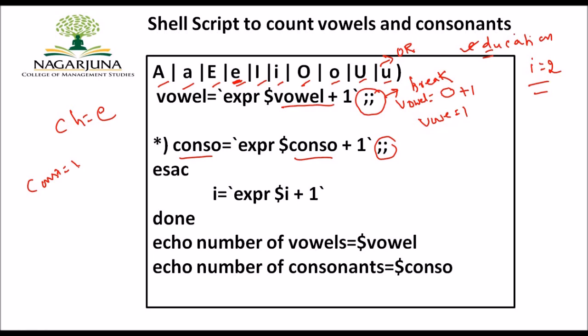Again it goes for the next one, that is U. So yes, U lies in this particular case itself. Then the vowel value will be counted and it will be incremented to 2. Then control is given back to your while loop by incrementing the value of I, and it checks the next character. Next character is C. C does not match with these options. Certainly C is a consonant, then the consonant value will be incremented. So earlier the consonant value was 1, after incrementing the consonant value becomes 2, and this happens till the length value reaches the last character.